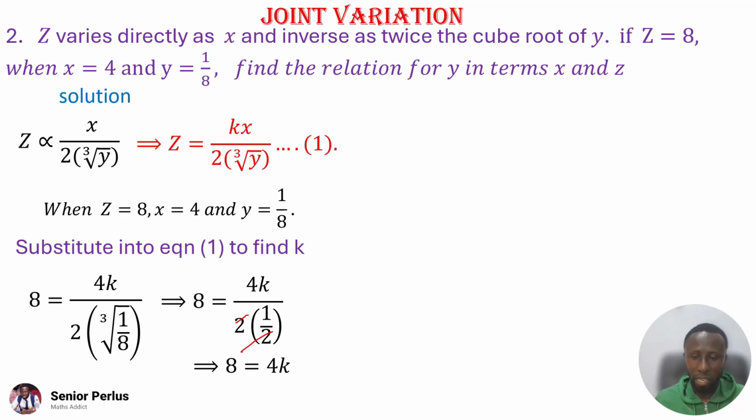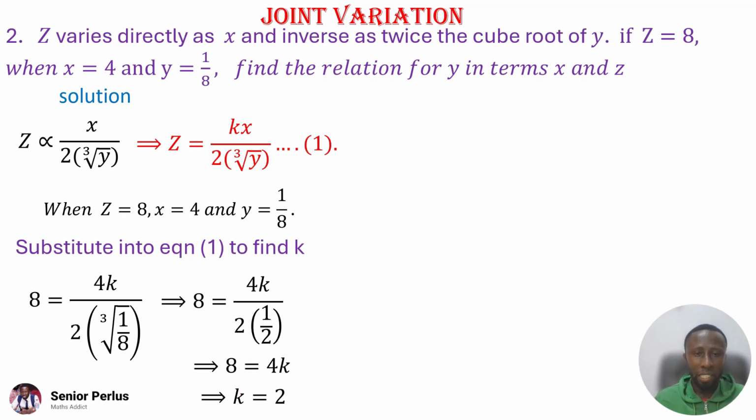That's all for k. So let's divide both sides by 4, so that it will cancel. 4 goes into 8 twice. So therefore our k is 2. Nice. Let me clean my board nicely.